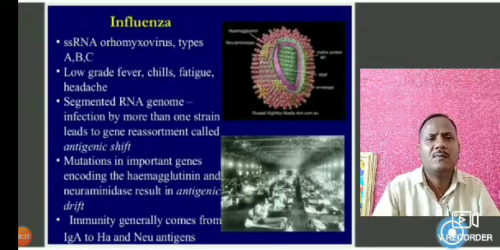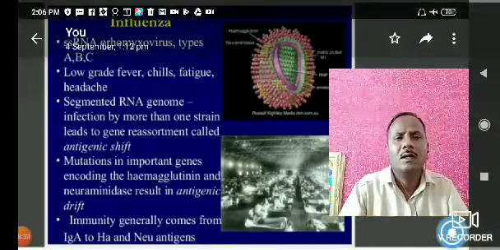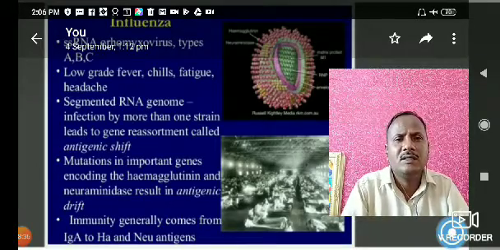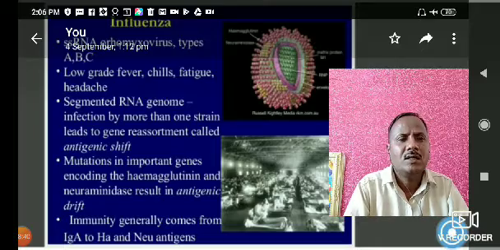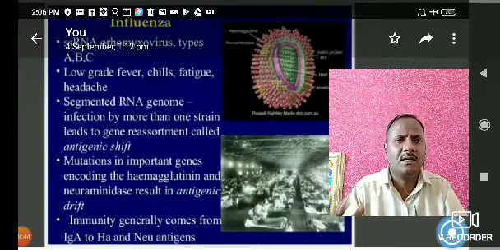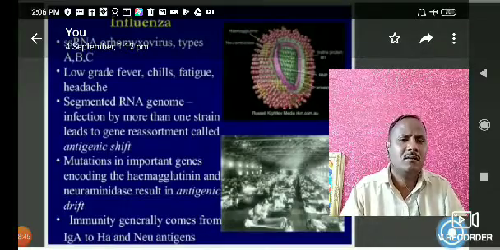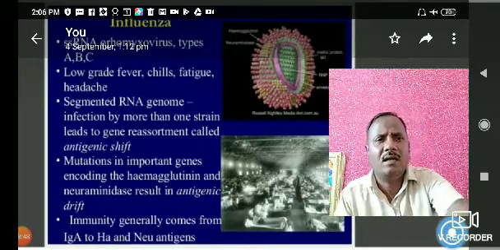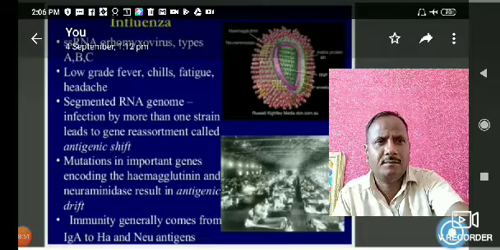Immunity generally comes from antigens A to H and neuroantigens. So naturally, there is immunity. Immunity means rog pratikarak shakti. We can recover from the disease with antibody A.